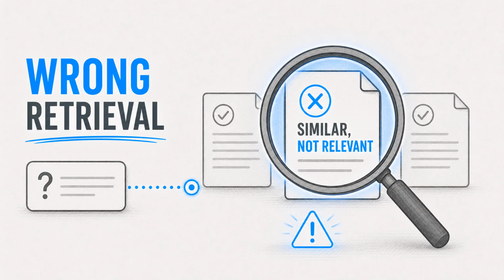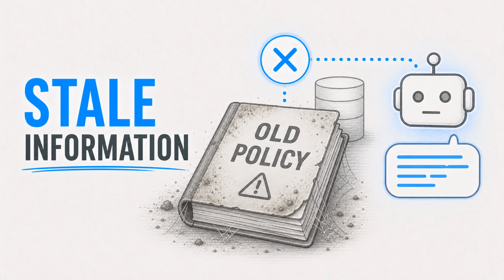The third failure mode is retrieving the wrong thing. The system may find text that sounds related, but does not actually answer the question. This is why retrieval quality matters as much as model quality. The fourth failure mode is stale information. A RAG system can only stay current if the knowledge base is updated. If old policies remain in the index, the assistant may repeat outdated rules with a confident tone.